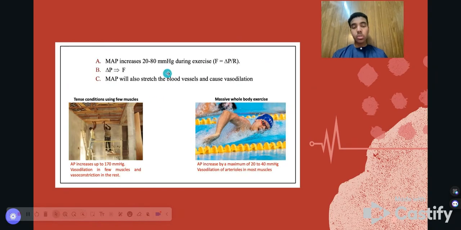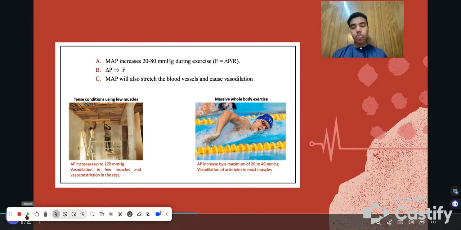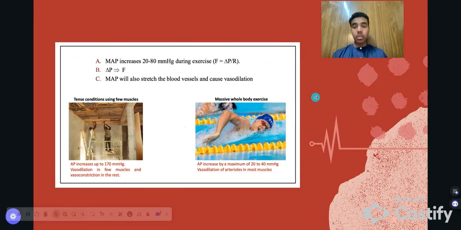As you can see here, all you need to know is that mean arterial pressure increases during exercise. It's normally 20 to 80. Sorry. All you need to know from here is that mean arterial pressure increases during exercise. When you have an increased pressure difference, you're going to have more blood flow. Mean arterial pressure also stretches the blood vessels and causes vasodilation.